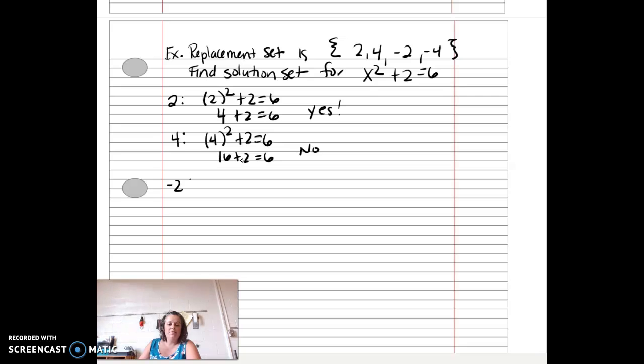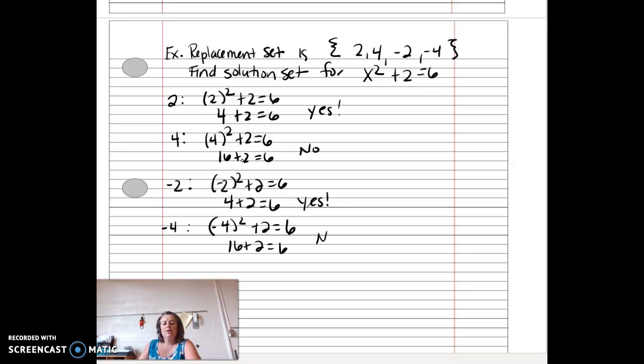Let's try negative 2. Negative 2 squared plus 2, does this equal 6? Negative 2 times negative 2 is 4, plus 2 equals 6. Yes. And then let's try negative 4. So negative 4 squared plus 2, does this equal 6? 16 plus 2 does not equal 6. So in this case, we do have 2 numbers that go in our solution set. And we'll put those in squiggly brackets. We got the number 2 and the number negative 2.